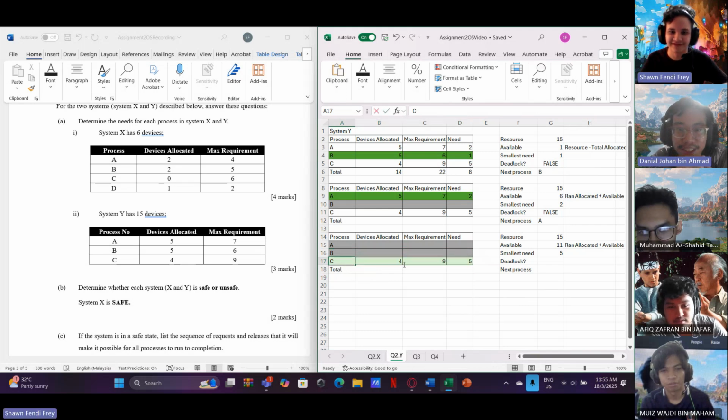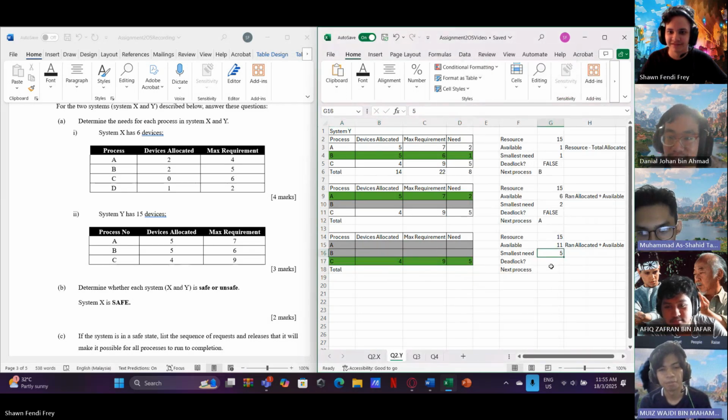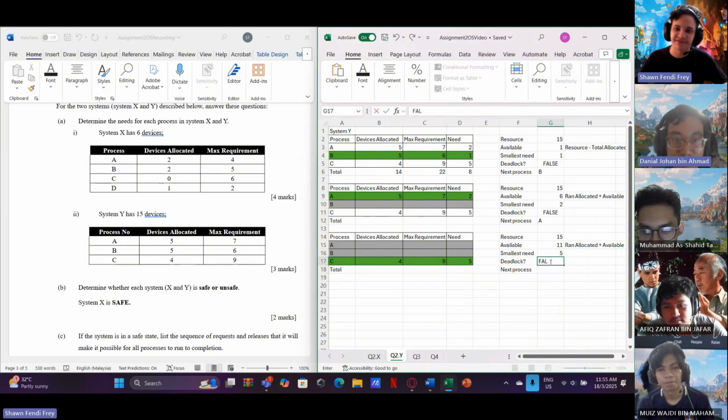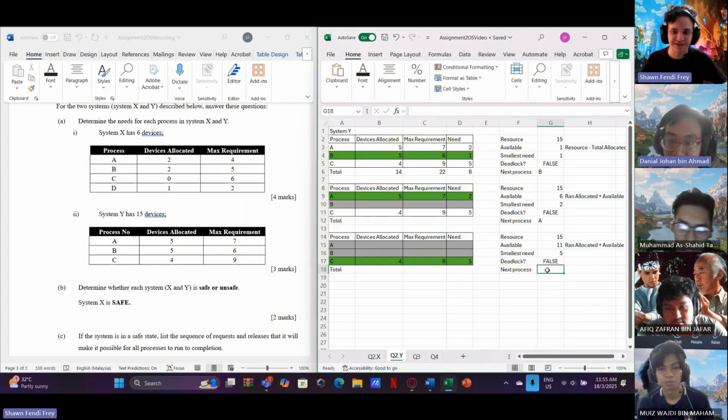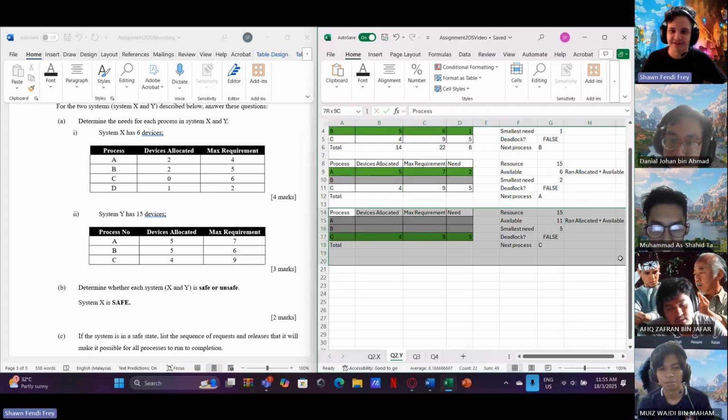Why is it green? I think you picked the wrong color. We have quite a lot of available, 6 available, so it should be fine. The answer is false, and with the 6 resources, the next process is C. So let's take this again.